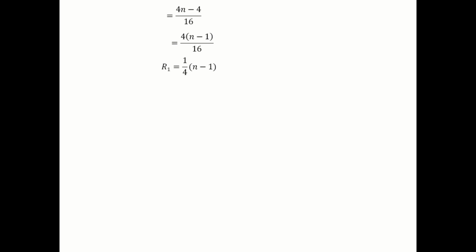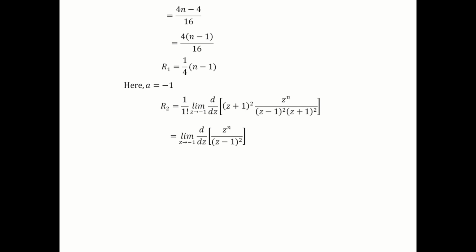Now we are going to find R2, taking a is equal to minus 1, so proceeding like above. So R2 is equal to limit z tends to minus 1 of d by dz of (z plus 1) the whole square z power n by (z minus 1) the whole square into (z plus 1) the whole square. Cancelling (z plus 1) square in the numerator and denominator, you will get limit z tends to minus 1 of d by dz of z power n by (z minus 1) the whole square.